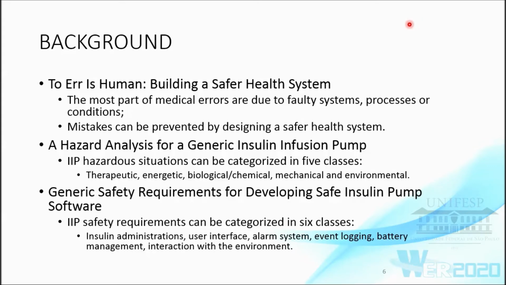Related to medical errors, one of the most important books on the subject is To Err Is Human: Building a Safer Health System. On it, it showed that the most part of the medical errors are due to faulty system processes and conditions. And other two prominent papers on the subject analyze generic model for insulin infusion pumps, listing risks and safety requirements for those equipments.